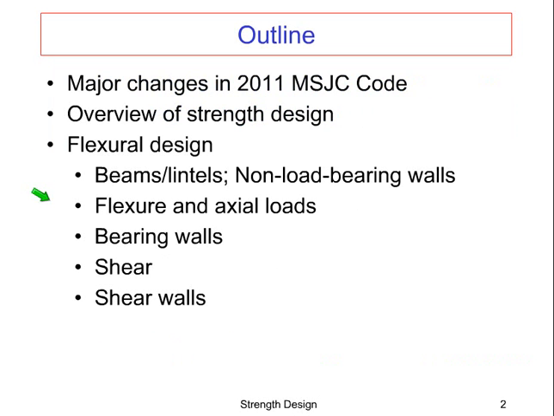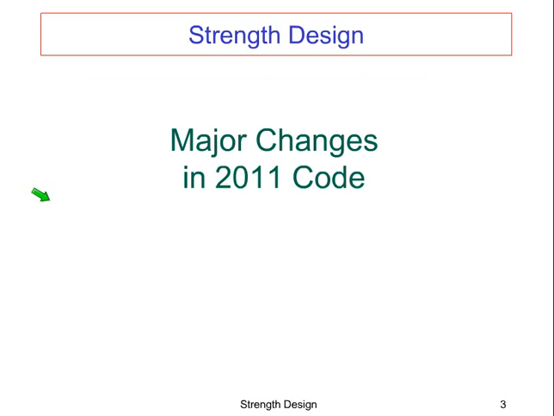We are going to go through some of the major changes in the 2011 code. I'll do a short overview of strength design, flexure design, then beams, lintels, then we'll go to flexural and axial loads, which primarily relate to bearing walls, and then we'll do shear and shear walls. So that will be the outline for today.